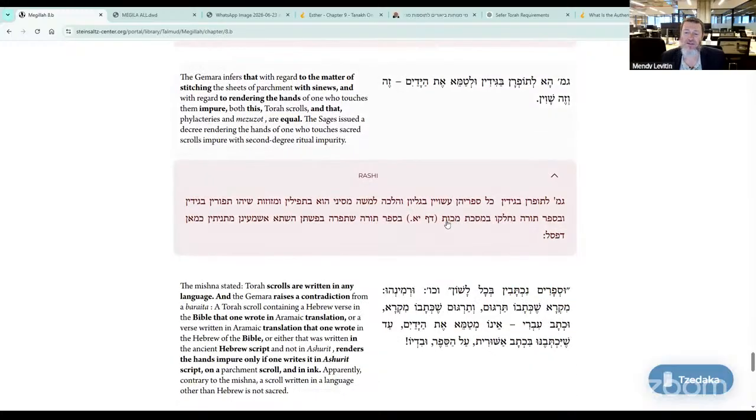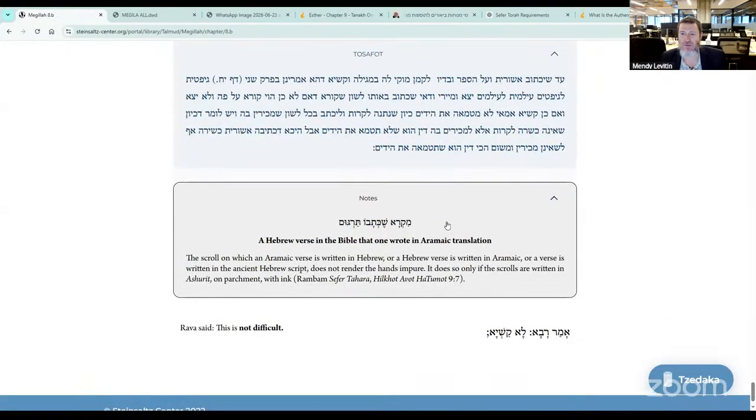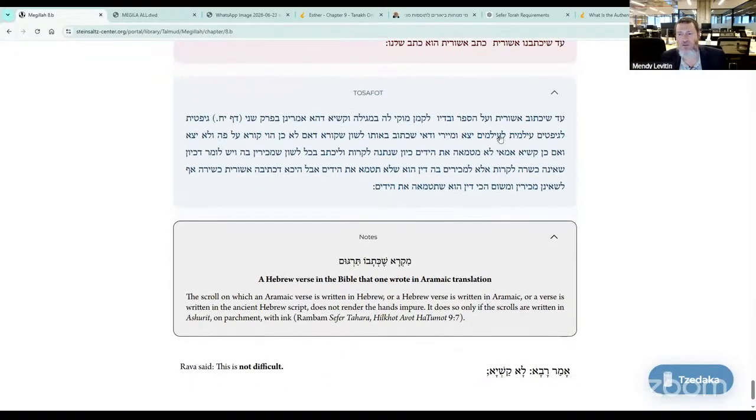So Rav is going to answer this question. But hold on one second. I want to see if this was one of the Tosfos that I did want to learn. Actually, this is a short Tosfos. We'll learn it.